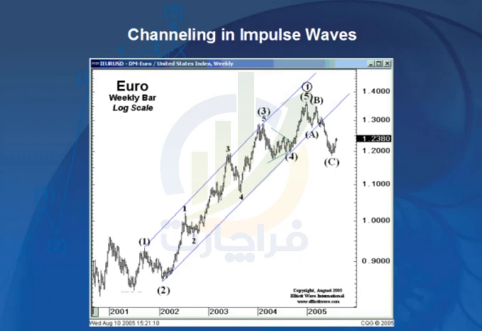Impulse waves are normally bounded by a channel. We can construct the channel by connecting the termination points of waves 1 and 3 and the termination points of waves 2 and 4.